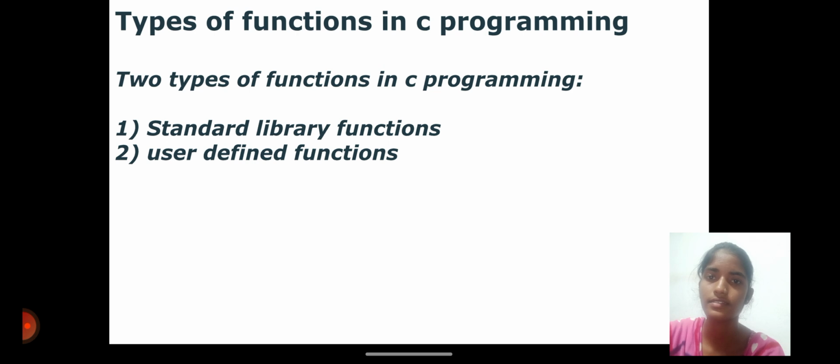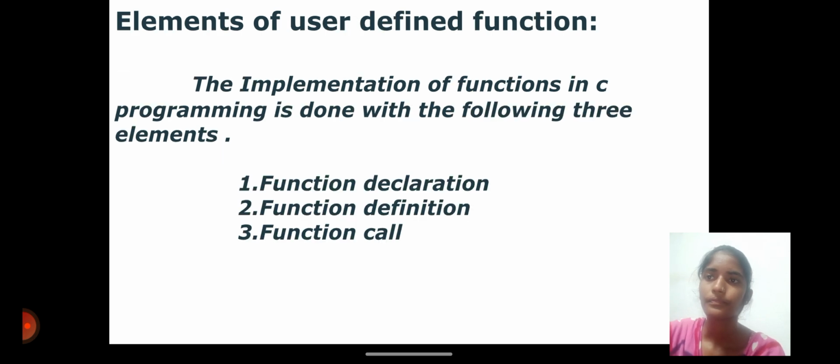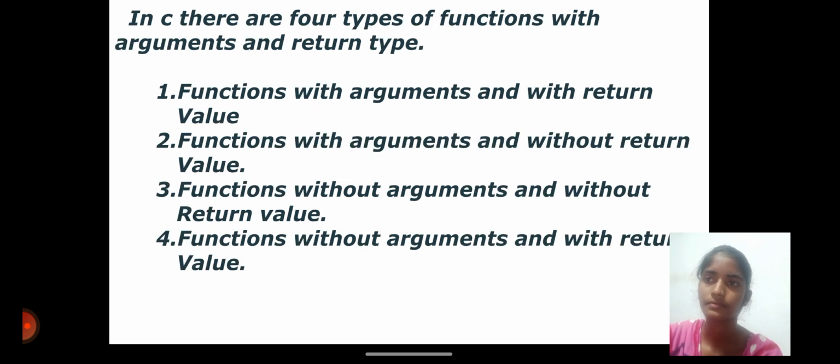Types of functions in C programming. There are two types of functions in C programming. First one is standard library functions and second one is user defined function. In the user defined function, there are three main elements. Elements of user defined function: the implementation of functions in C programming is done with the following three elements. First one is function declaration, second one is function definition, third one is function call.